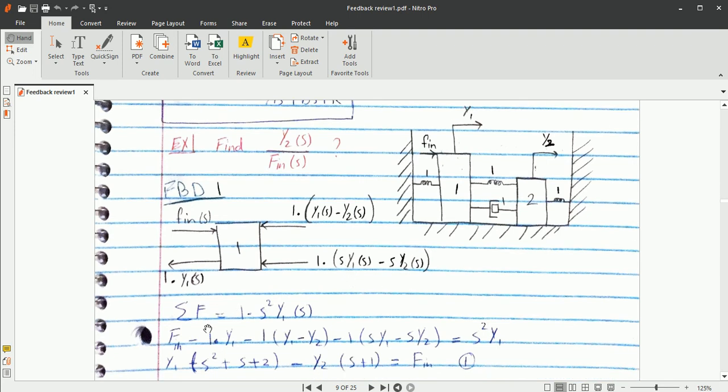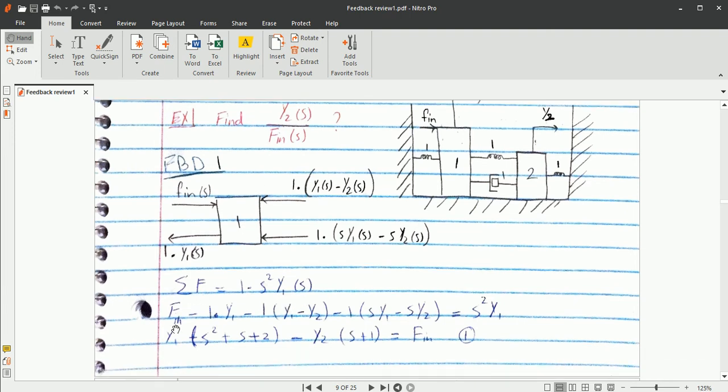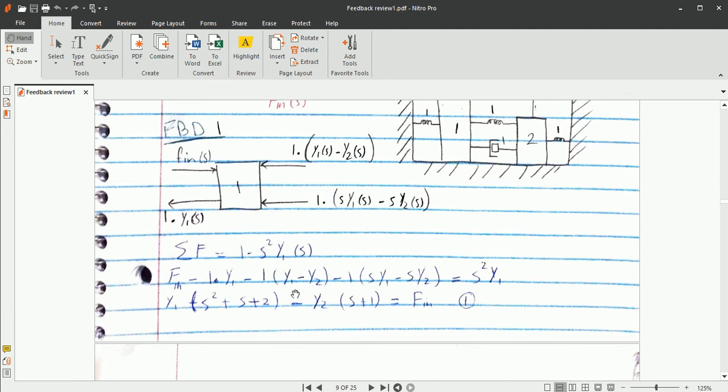So now apply Newton's law, that is the summation of all forces is equal to mass into m dot s square dot y1. M is 1, so 1 dot s square dot y1 s. The summation of all forces will be F in s minus this and minus this, minus 1 dot 1, and then minus this, and minus this, is equal to s square y1 s. Now simplify it, further solve it, you will get y1 common: y1 s square plus s plus 2 minus y2 s plus 1 is equal to F in s. Now this is the final.